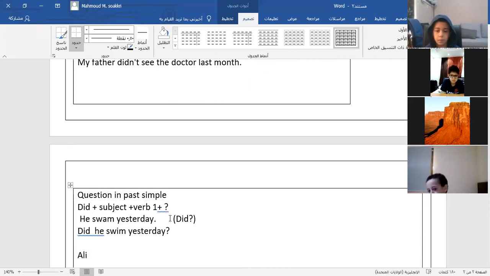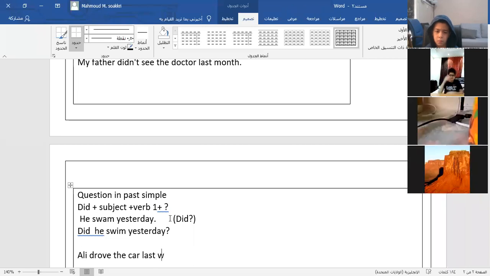Now I'm going to give you another question and you are going to answer. Ali drove the car last week. Now we want to make a question starting with did. Okay. Let me ask one of you to answer the question. Omar Mustafa answered. Qusay.